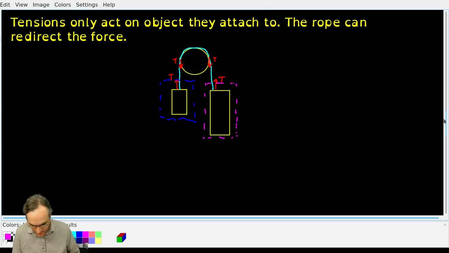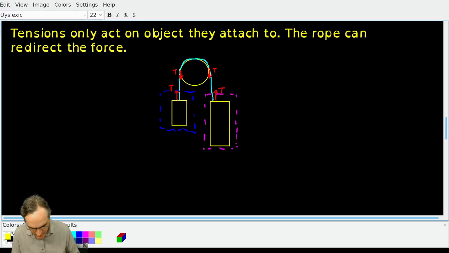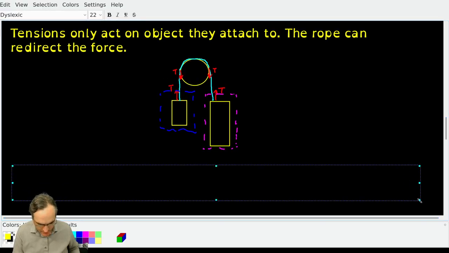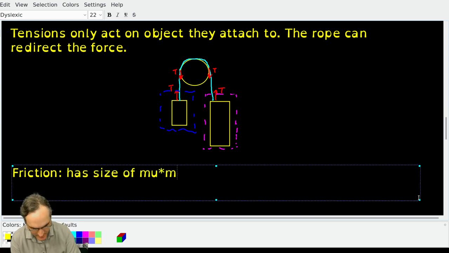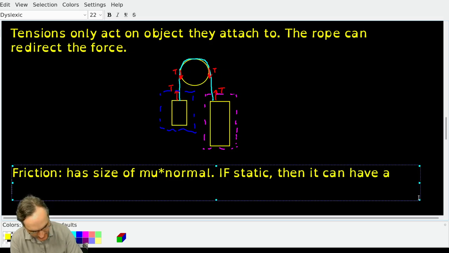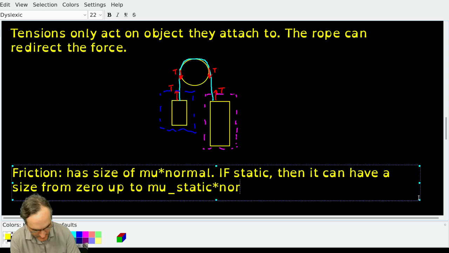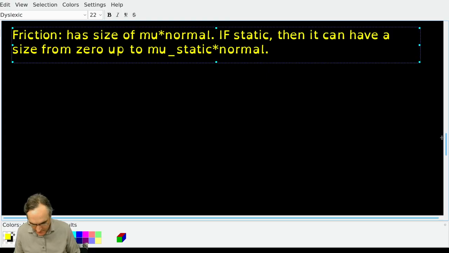Okay, I do want to mention two more forces before I end this video and we get into more detail with what we can do with free body diagrams. Friction. The just standard friction force has a size of mu times the normal force. If static, then it can have a size from 0 up to mu static times the normal. And the normal matters, which surface you're attached to.